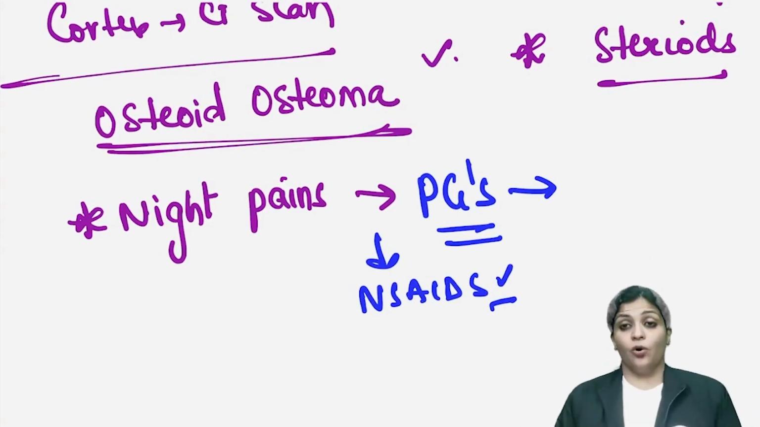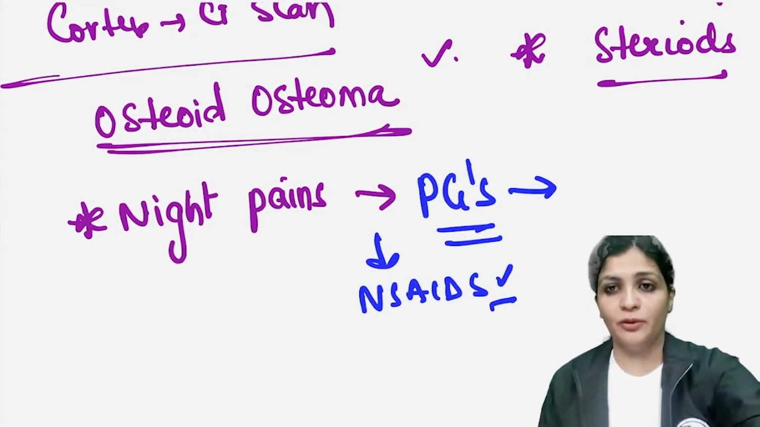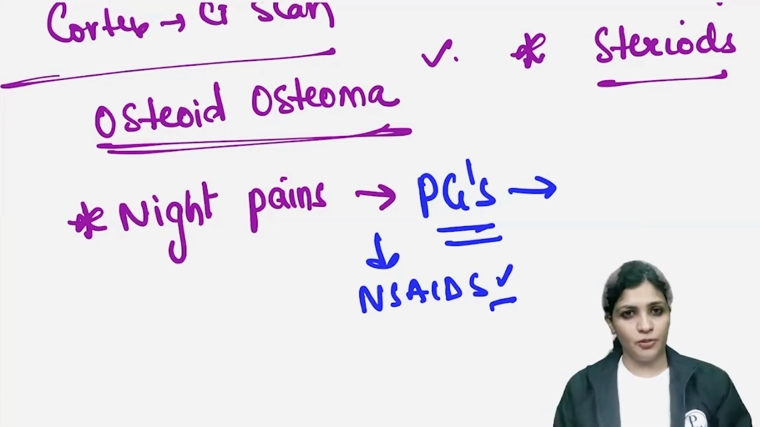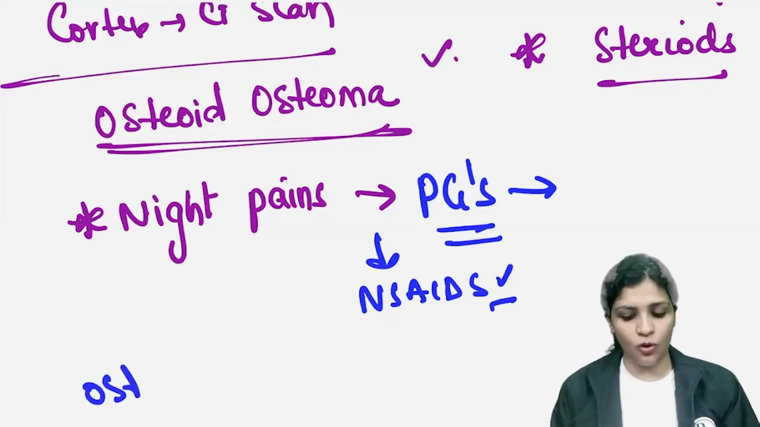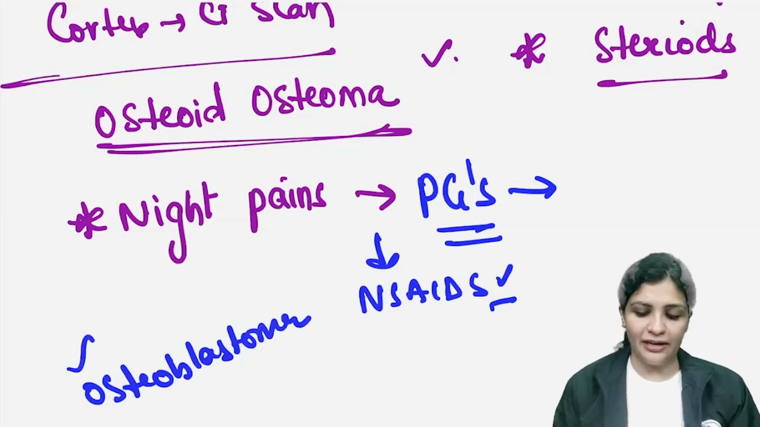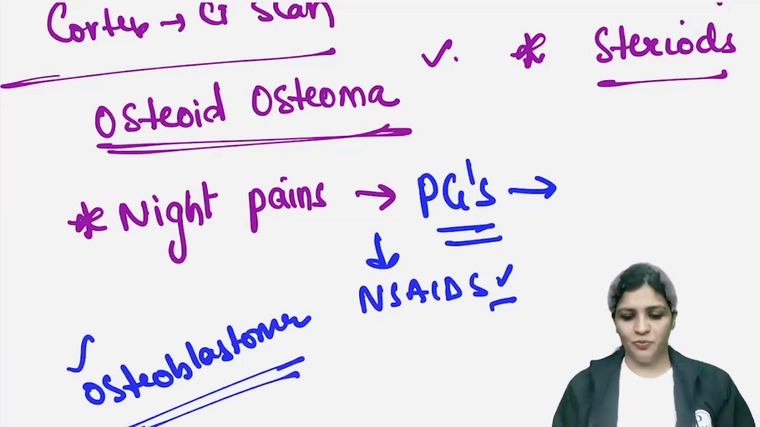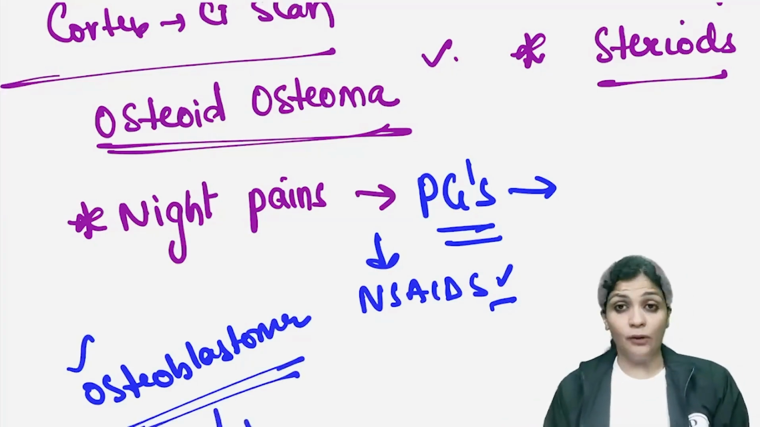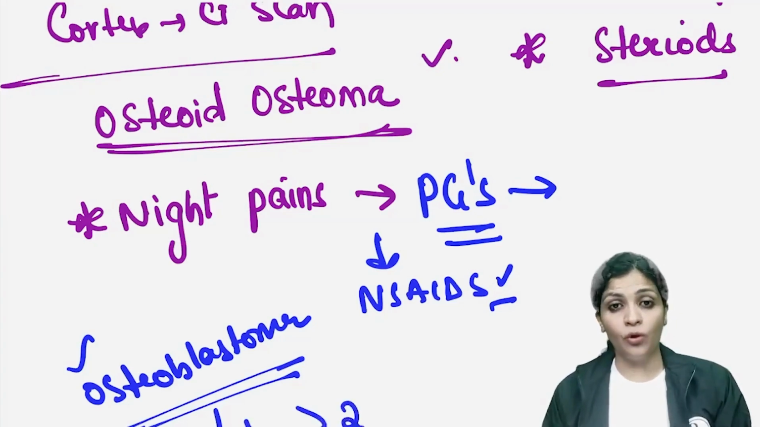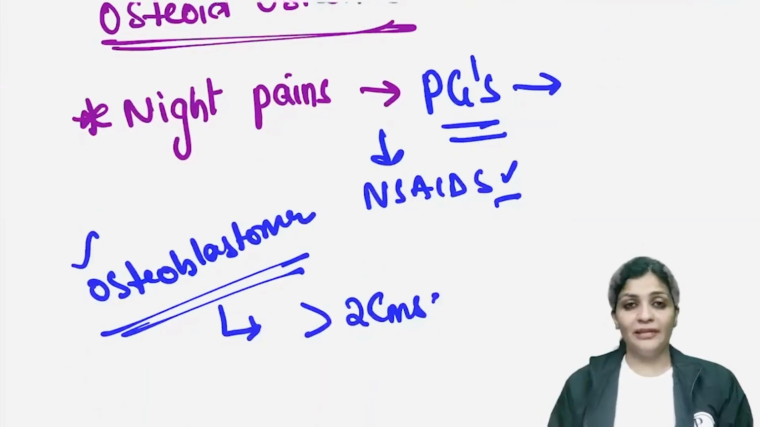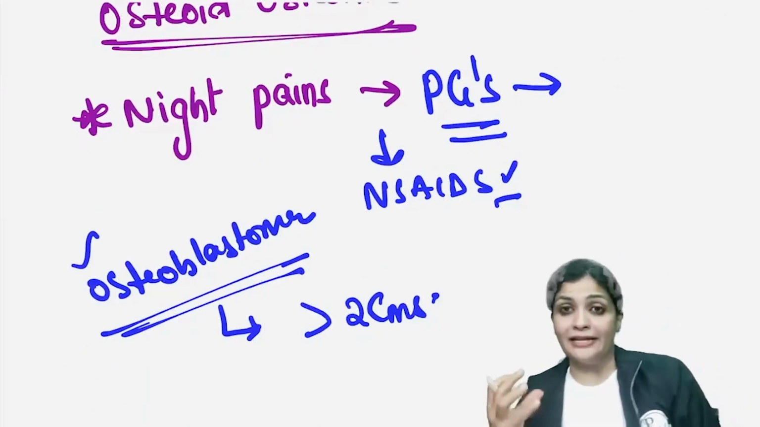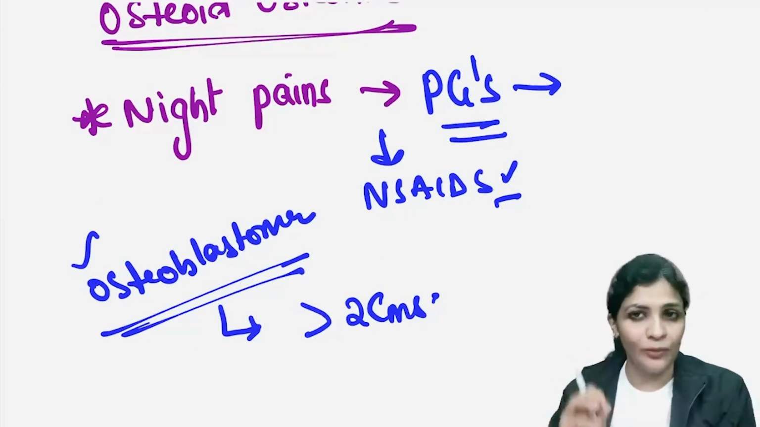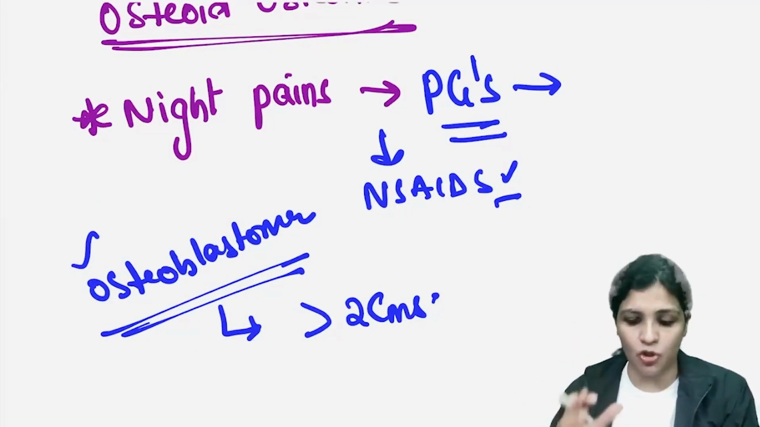But when the pain is not relieved, what do you have to do? You have to explore other options. It could be an osteoblastoma, which is very closely related to osteoid osteoma. Here also you will see a nidus, but the nidus will be more than 2 centimeters. Whenever there is a nidus inside the bone that is larger, you have to think about other conditions such as osteoblastoma.